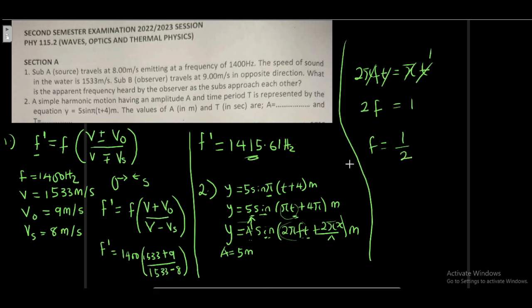But what we need is period. They said we should get the amplitude in meter and the period in seconds, capital letter T. Now, recall, period is equal to 1 over frequency. So if frequency is 1 over 2, we simply take the inverse of this and then we're going to get period. So it simply means period will be equal to 2 seconds. So our answer to this question is 5 meter and 2 seconds. 5 meter for the amplitude and then 2 seconds for the period.